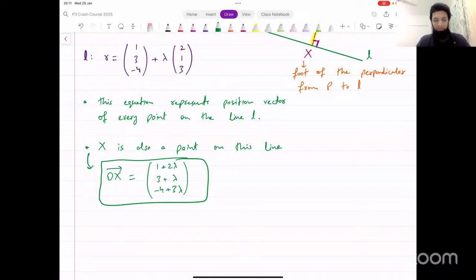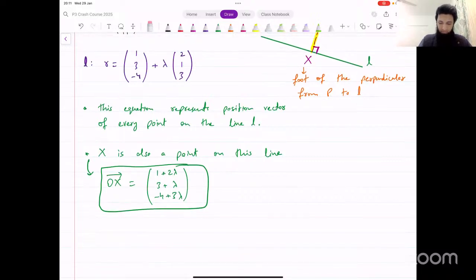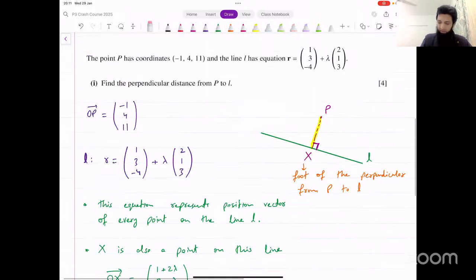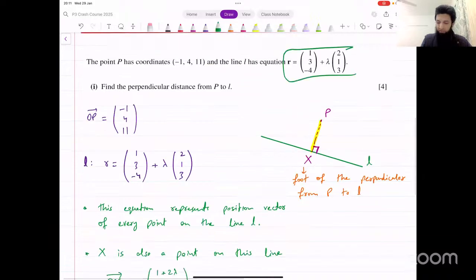Yes, Arshaman? Sir, could you repeat how we found out the direction vector of the line L? It's given. We are not finding anything. The equation of the line is given. Sir, what's the question number? It's question number 22 from the worksheet. Okay, sir, thank you.